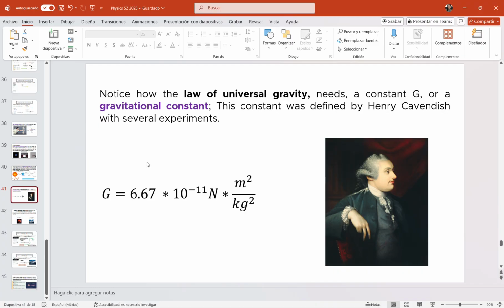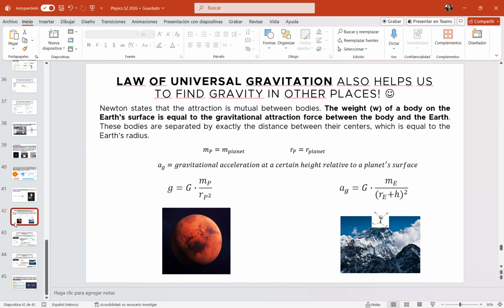The law of universal gravitation needs a constant G, which is the gravitational constant. This is the number that you must use to solve some of these problems. This number would always exist. It is constant. It won't change no matter what. Okay? The law of universal gravitation helps us to find gravity in a lot of places.